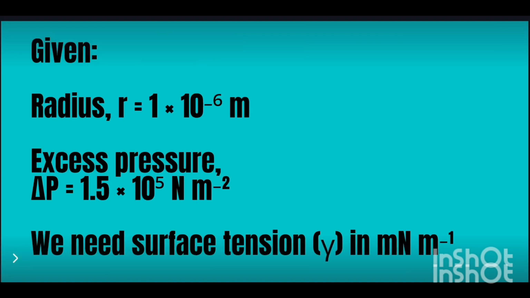We'll see what has been given. The radius is given, R is equal to 1 into 10 to the power minus 6 meter, and the excess pressure is also given. Delta P is equal to 1.5 into 10 to the power 5 Newton per meter square. Here we have to find the surface tension gamma. The unit should be milli Newton per meter.